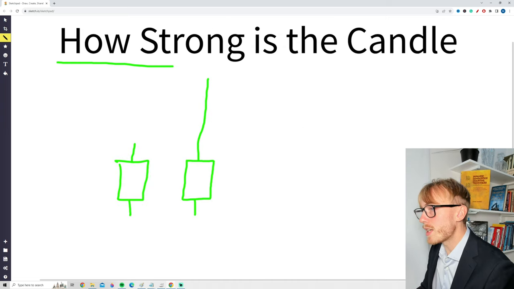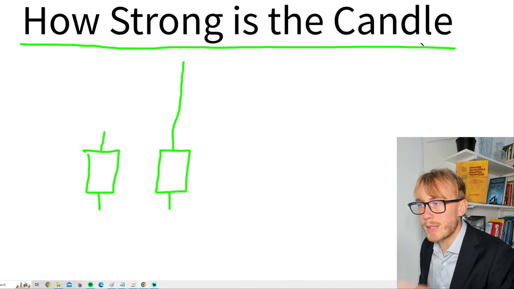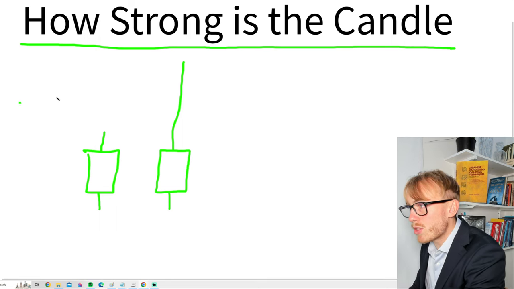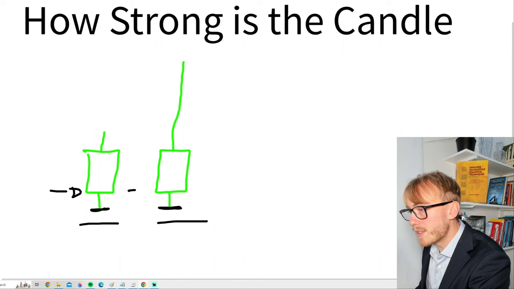So now let's switch the attention and take a look at how we can know how strong a candlestick is. This section right here is extremely important and it will be valuable throughout the rest of the video. So make sure to really pay attention now. If you look at these two candles right here, you can see that they look very similar. They have a lowest point at the same level. They opened here at the same level as well. And they also closed at the same level.